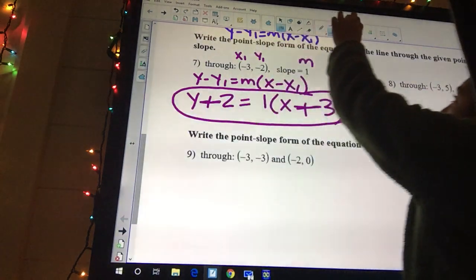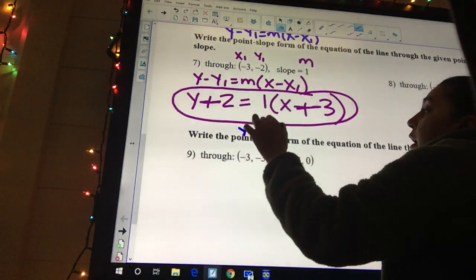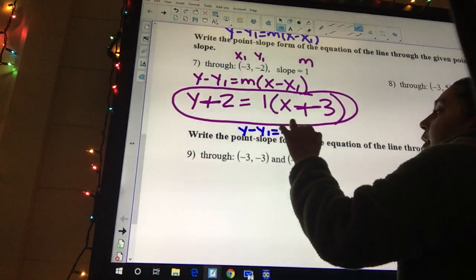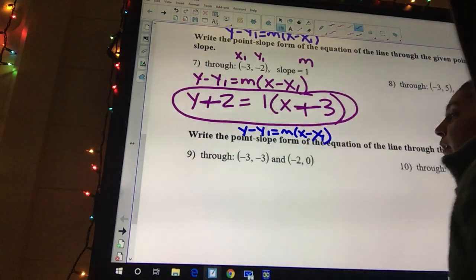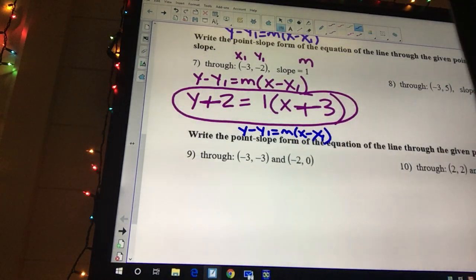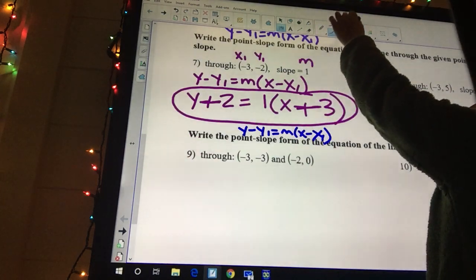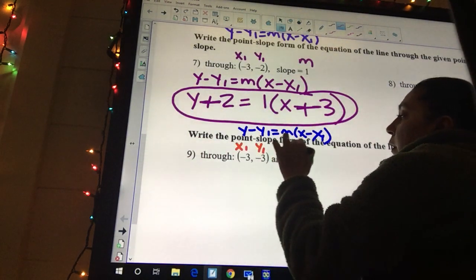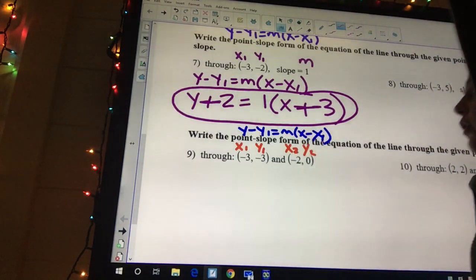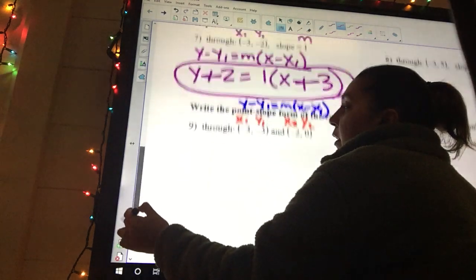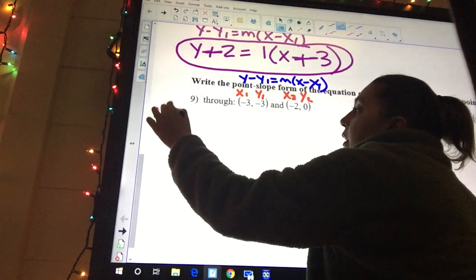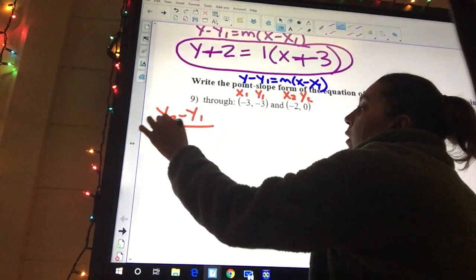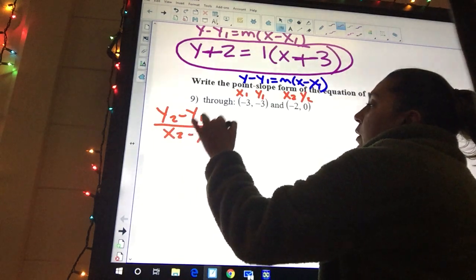The next one says write the point slope form. So that's y minus y1 equals m times x minus x1. Now we know what we need our answer to look like. Let's look at what we've got. Well, I've got 2 points. So what formula uses 2 points? The formula I need to use first is y2 minus y1 over x2 minus x1.